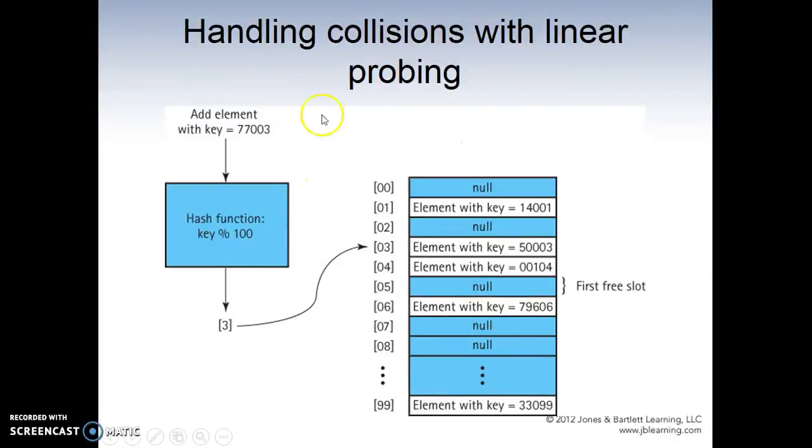So this is that example. Say employee ID 50,003 is already in location 3 and 104 is in location 4. And we try to insert 77,003 into the elements. You see we mod 100, so we're going to have a collision with 50,003. So linear probing is going to find the next slot. It's not vacant, it's not null, so it goes to the next slot. Now we found that we have to put 77,003 into location 5. So that's the technique.